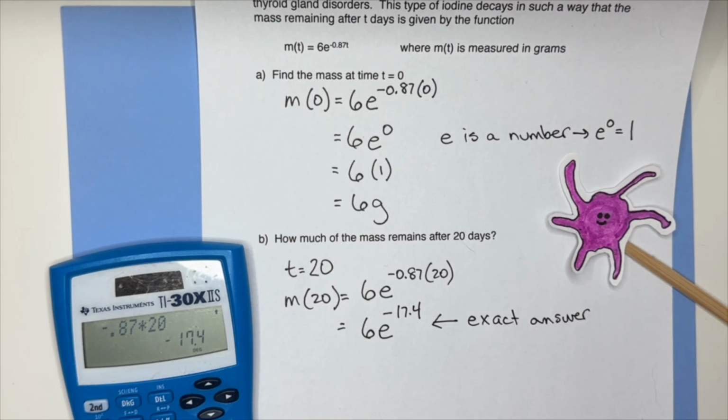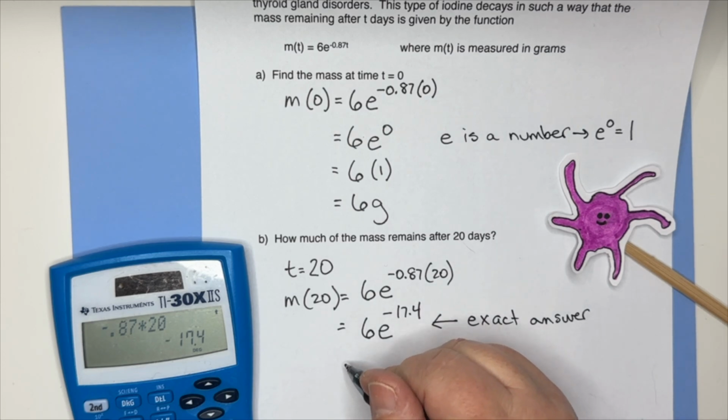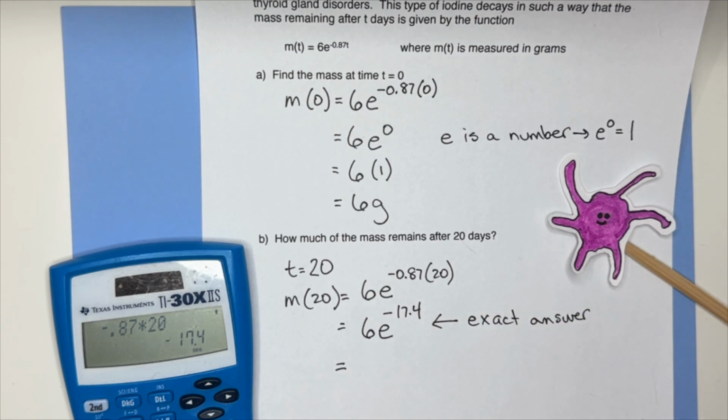Sometimes the book or the problem you're working with will expect you just to leave it as the exact answer. My guess is what we really want to do with this problem is come up with a decimal approximation. So I'm going to go a few steps further, but it's possible that the answer they're looking for is this one. But what I'm actually going to do is calculate the whole thing.